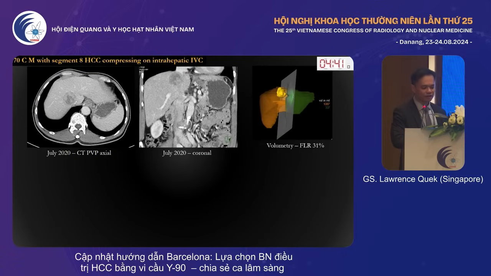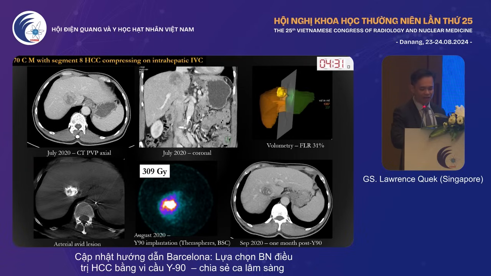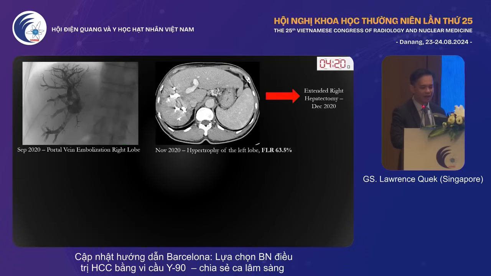So here's the patient's profile, and it shows arterial avidity. We've given Y-90 microspheres, 300 grays. We're not hitting 400 then because it was before the LEGACY trial, and you could see that 1 month after implantation, you've got calcification within the lesion, and still some tumoral presence in the anterior part of the tumor. But it bought us some time.